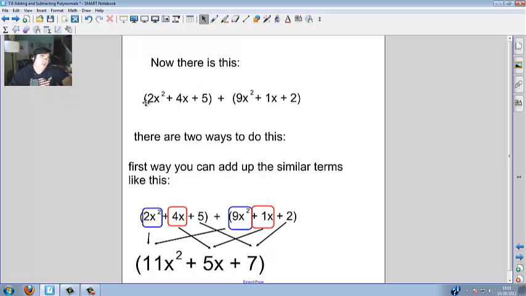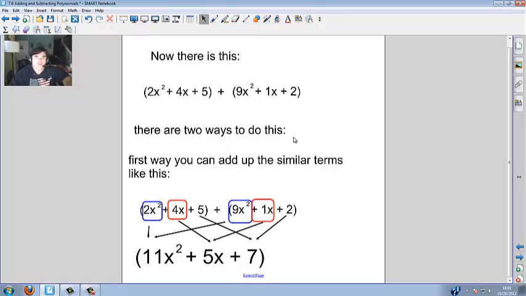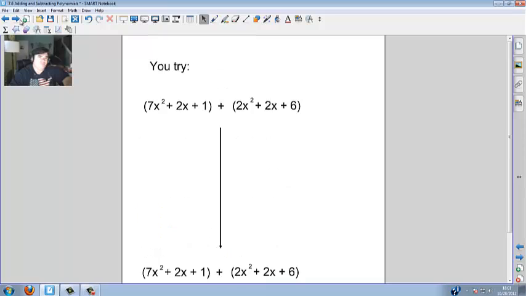And we're back. 2x squared plus 4x plus 5 plus 9x squared plus 1x plus 2. Let's combine the x squareds first. You have 2x squared and 9x squared makes 11x squared. 4x plus 1x makes 5x. And 5 plus 2 is 7. Go ahead and try it this time.